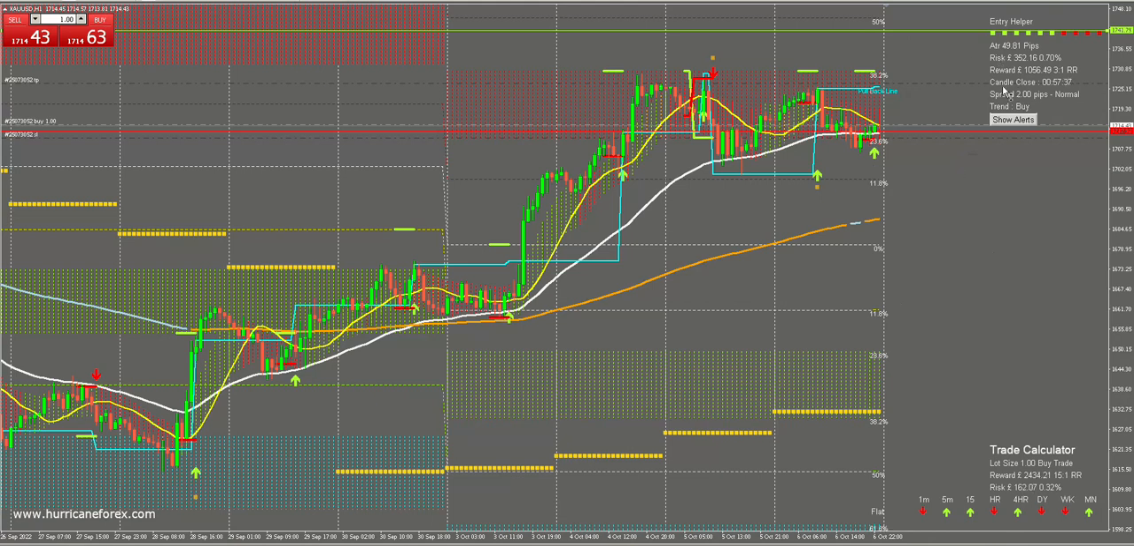So that's quite a useful function there. Now also here you've got risk and reward and candle close. So that is the risk and reward in your whole account. So if you had 5 trades on here, the total risk reward is this.